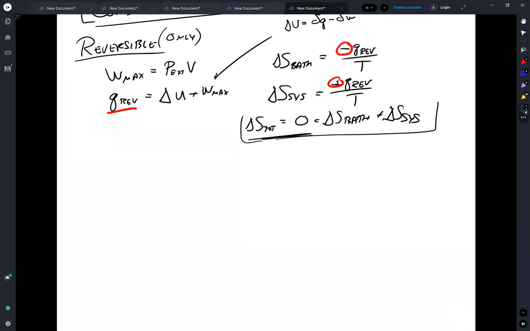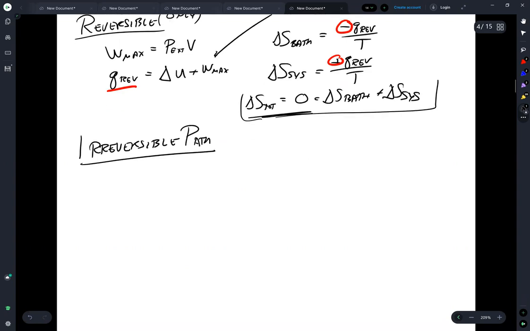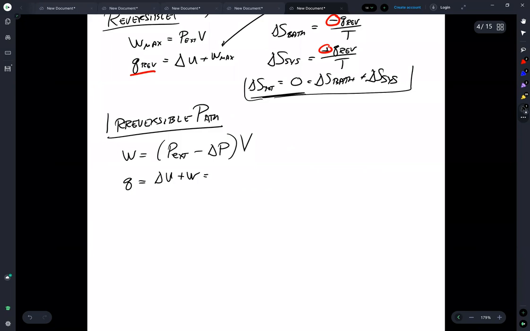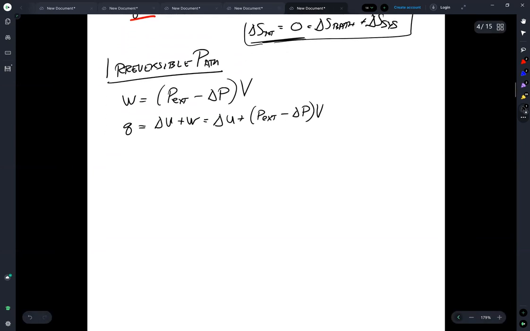Okay, let's consider an irreversible path. If we change from being reversible only to having an irreversible component as well, now W is equal to P_x minus delta P V. All right, we saw that before. And now Q is equal to delta U plus W, which is equal to delta U plus P external minus delta P V. That makes sense. Let's now talk about the entropy.